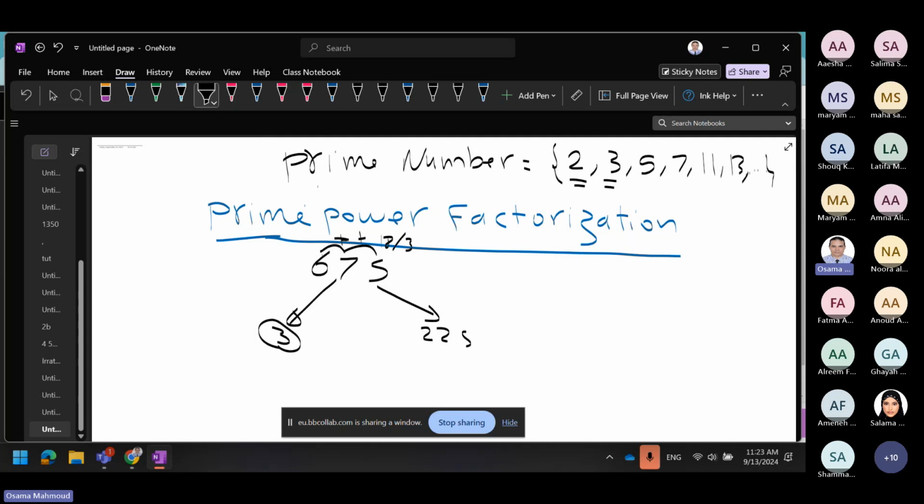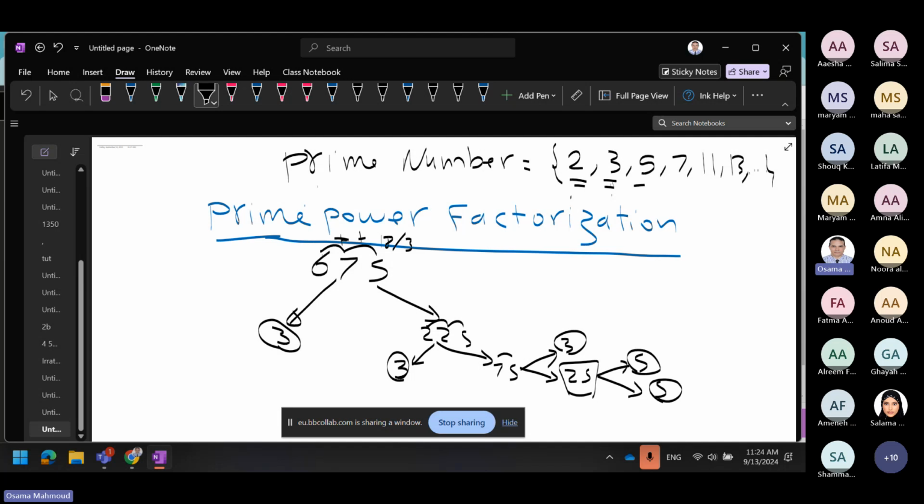Divided by 3, what do you have? Yes, 225. This is not an even number, but I can check whether it is divisible by 3 or not. It is divisible by 3. So divided by 3 again, you will have 75. This is not even, so I cannot divide it by 2. I'll go for checking by 3. If the summation of the digits is divisible by 3, your number will be divisible by 3. So I divide by 3 and have 25. This 25 cannot be divided by 3, so I'll try the next prime, 5. So it's 5 and 5.